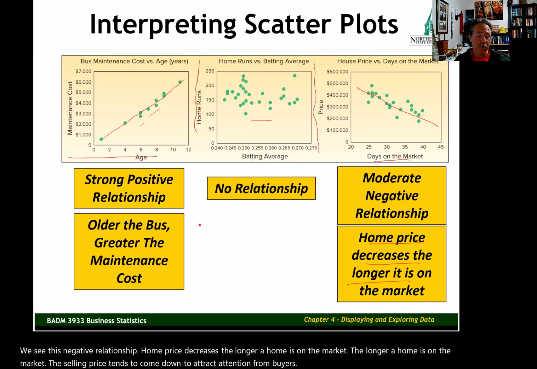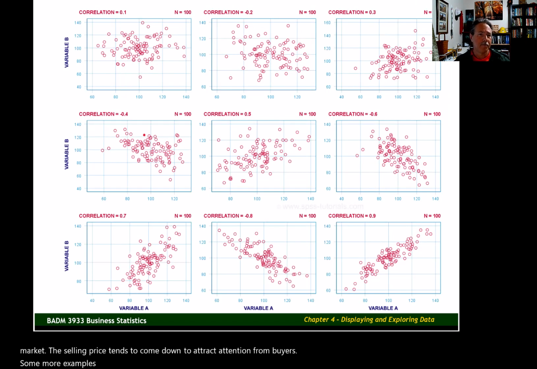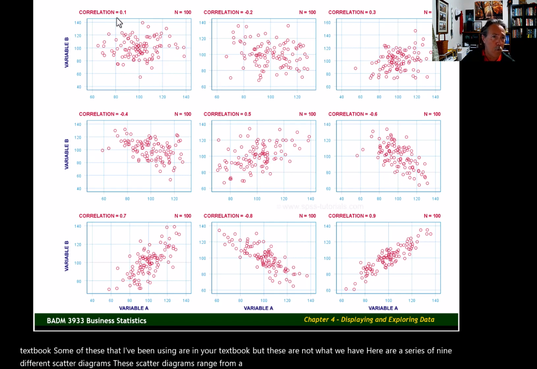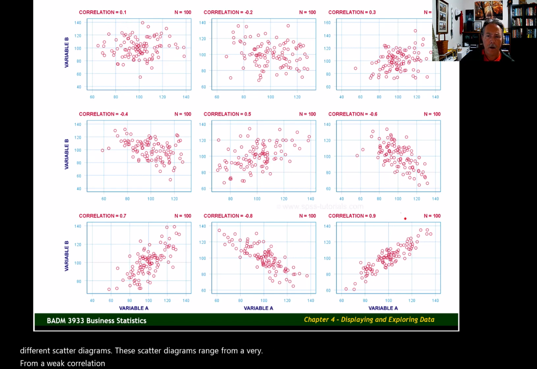Some more examples of interpreting scatter plots. Or actually, what we got here is a really cool graphic. This is not in your textbook. Some of these that I've been using are in your textbook, but these are not. What we have here are a series of 9 different scatter diagrams. These scatter diagrams range from a weak correlation, a 0.1, all the way up to a 0.9. We have 0.1, 0.2, 0.3, 0.4, 0.5, 0.6, 0.7, 0.8, 0.9.